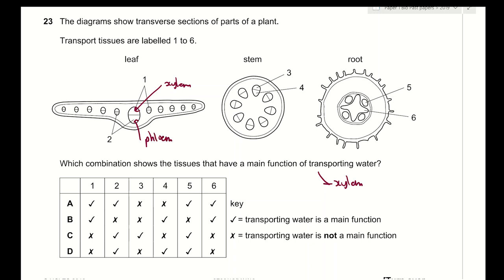You must memorize this point. In the stem, the one present on the outside is going to be the phloem, and the one present on the inside is going to be the xylem. So 1 and 4 is correct. For the root, here, the cross sign is going to be the xylem, and the circles to the outside is going to be the phloem. So now we have 1, 4, and 6, and the answer is going to be B.